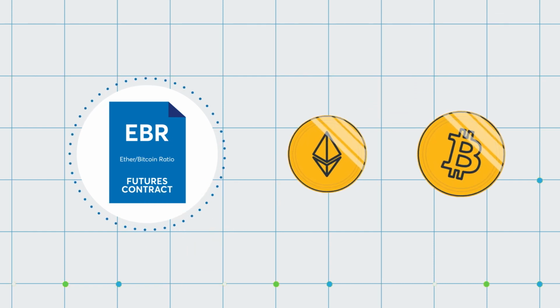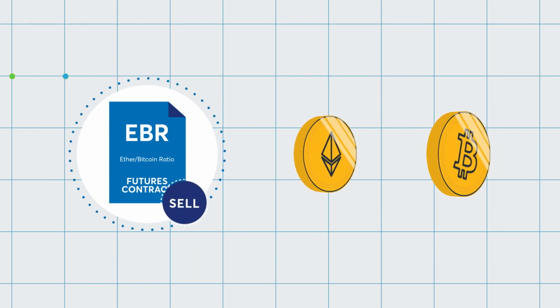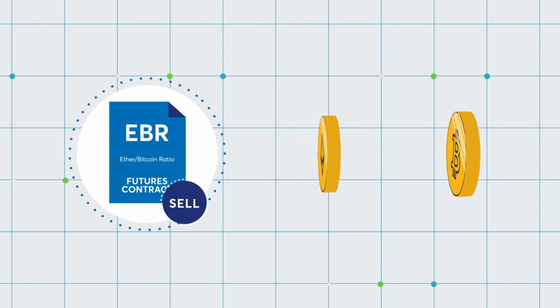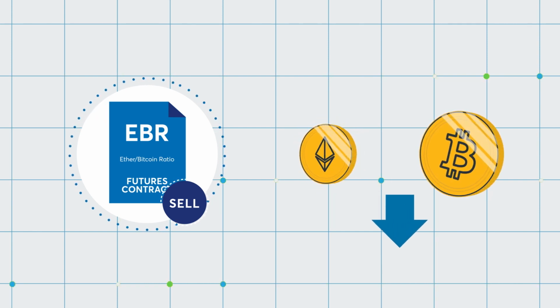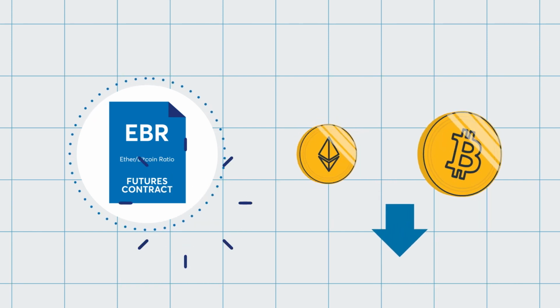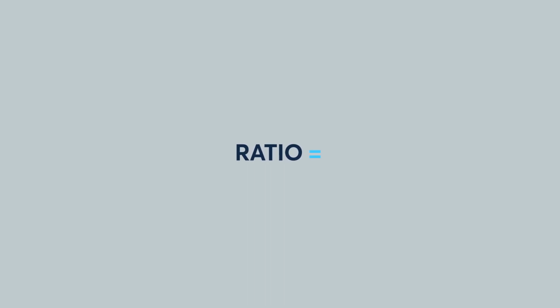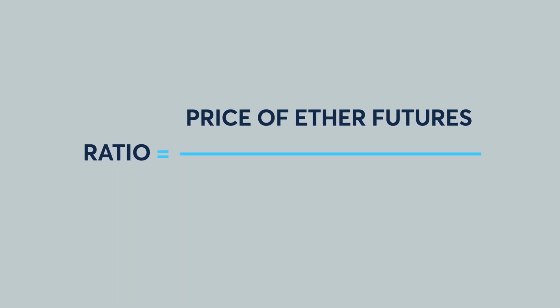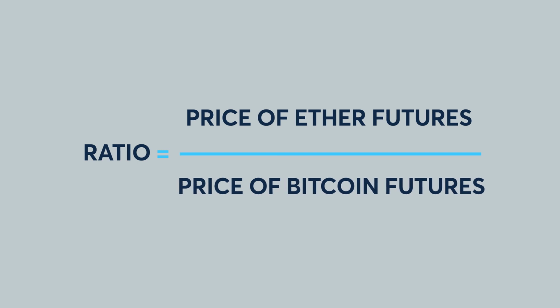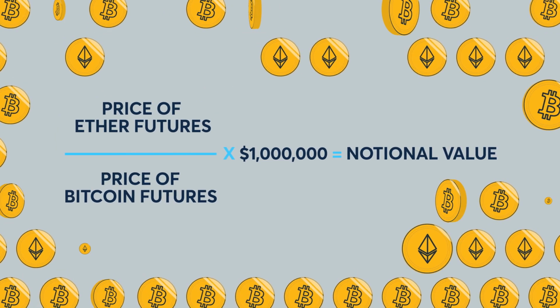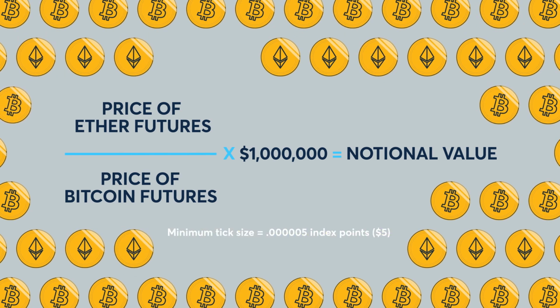On the other hand, a market participant who sells the ratio is anticipating that the ratio may decrease, implying that the price of Bitcoin will outperform the price of Ether. The ratio can be determined by dividing the price of Ether futures by the price of Bitcoin futures using the same expiration month. The contract multiplier is $1 million and the minimum tick size is $5 per contract.